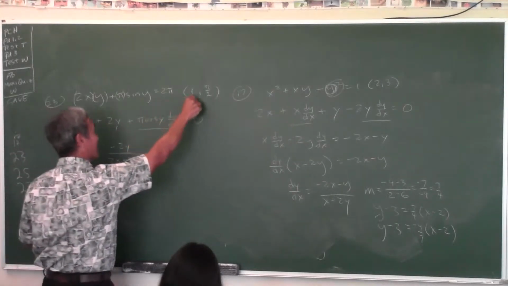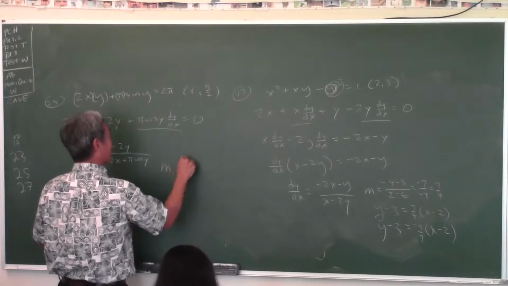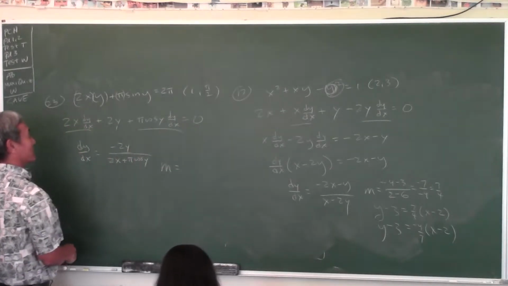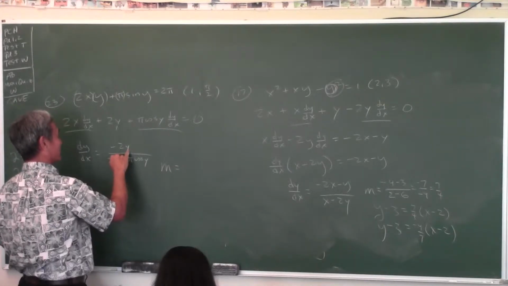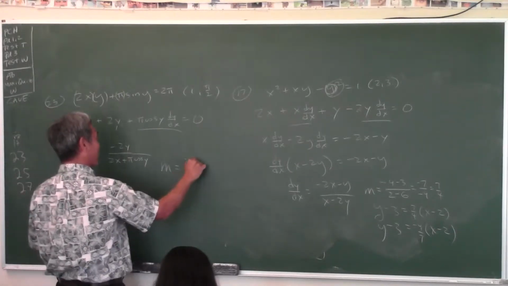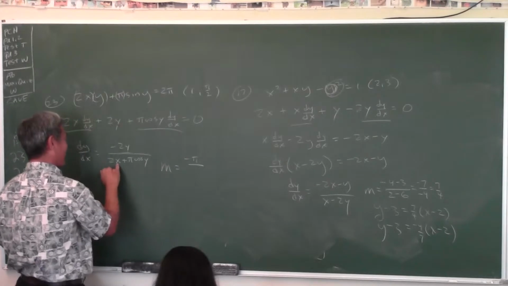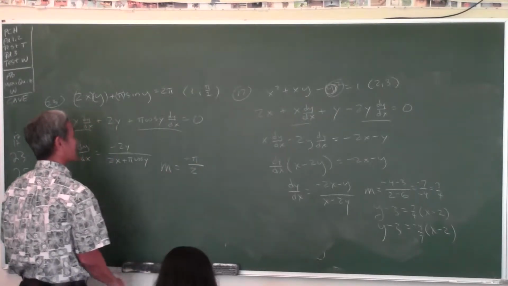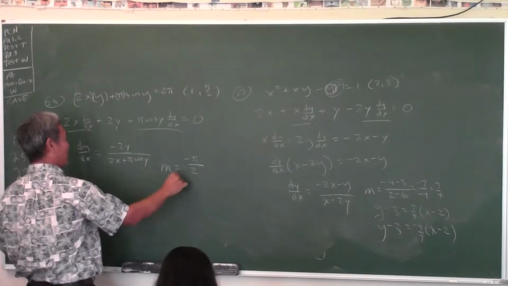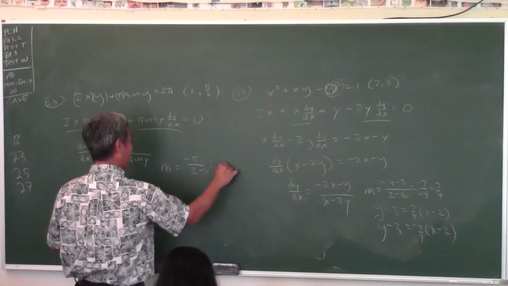At this point, now we gotta figure out the slope. So if I plug in 1 for x and pi over 2 for y, what do you get? If I plug in 1 for x, you get 2 plus, plug in pi over 2, cosine of pi over 2 is 0, so you get negative pi over 2.